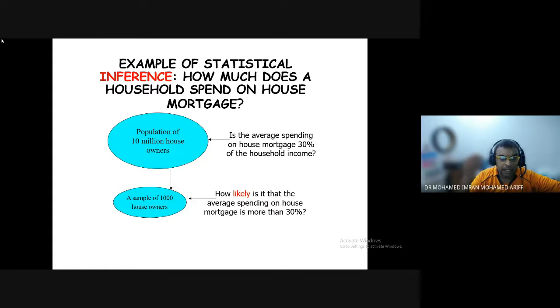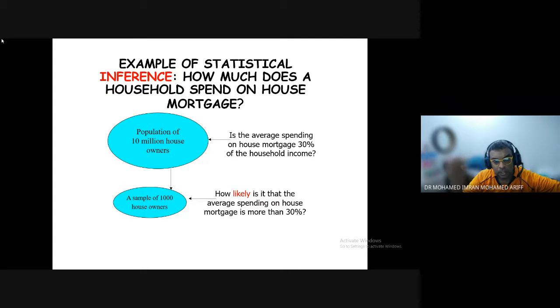Kalau saya nak dapatkan data untuk 10,000 orang, it's impossible. It's impossible lah. Okay. So saya ambil sampel. I take the sample. See, the sample is only maybe I take about 1,000 people. Okay. So daripada sini I can infer, soalan tu akan bertukar.